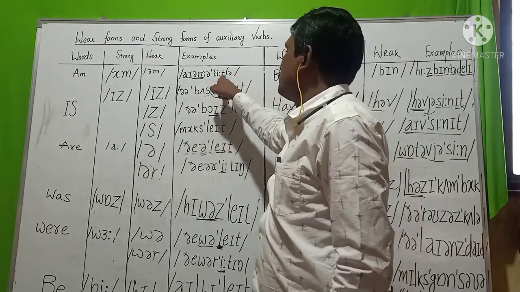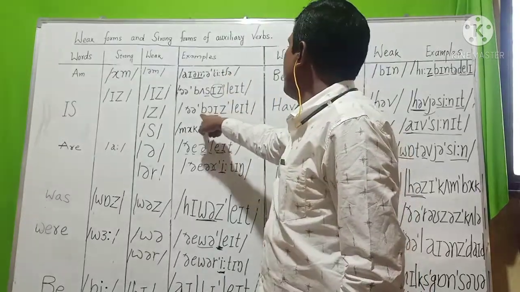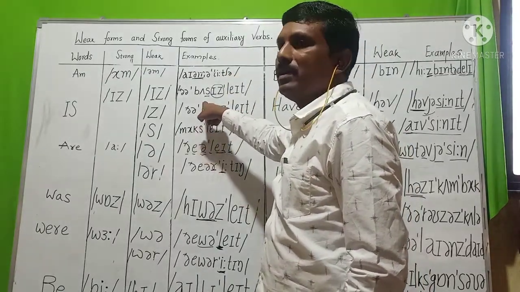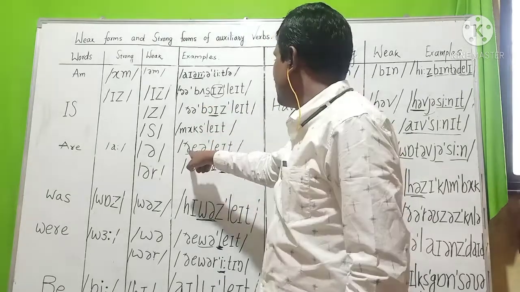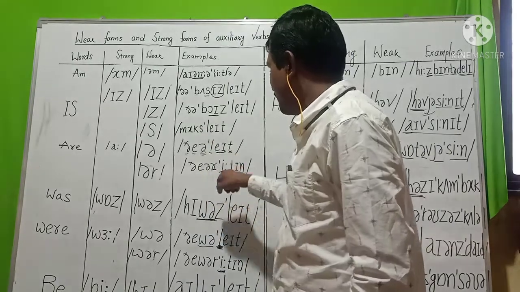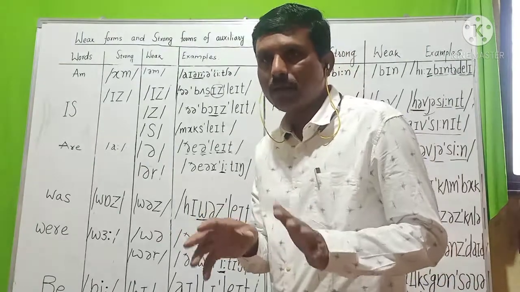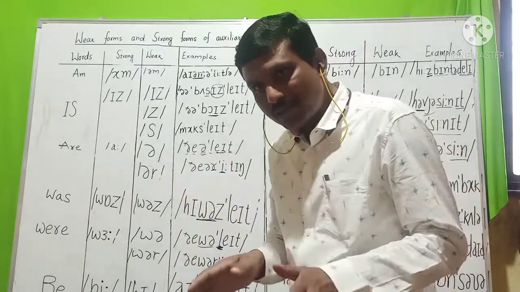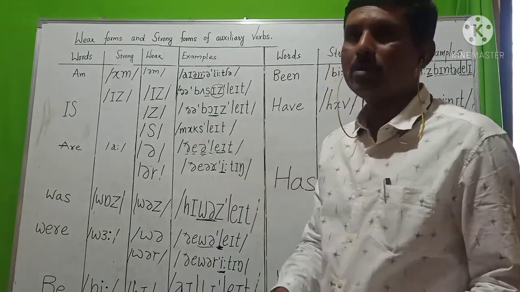And stress is marked by a small line on the top of the letter. The boy is late. They are late. They are eating. So these are the stresses that you also have to understand. English is a stress-timed language. We have to understand the stresses. They are very important when you speak.